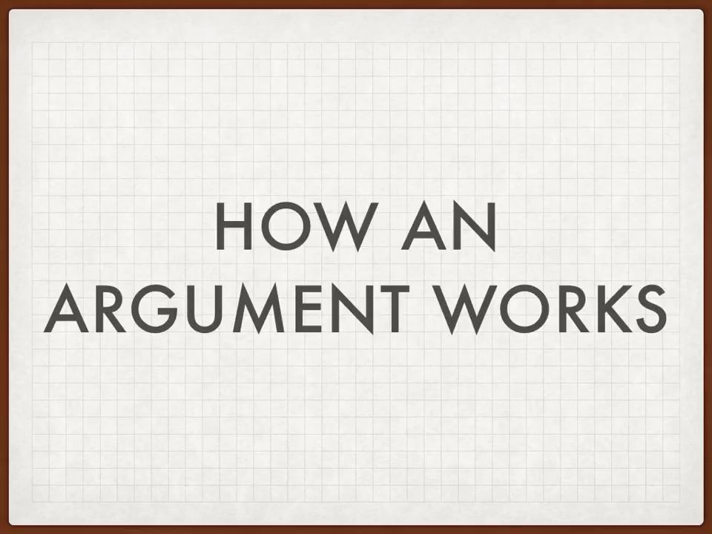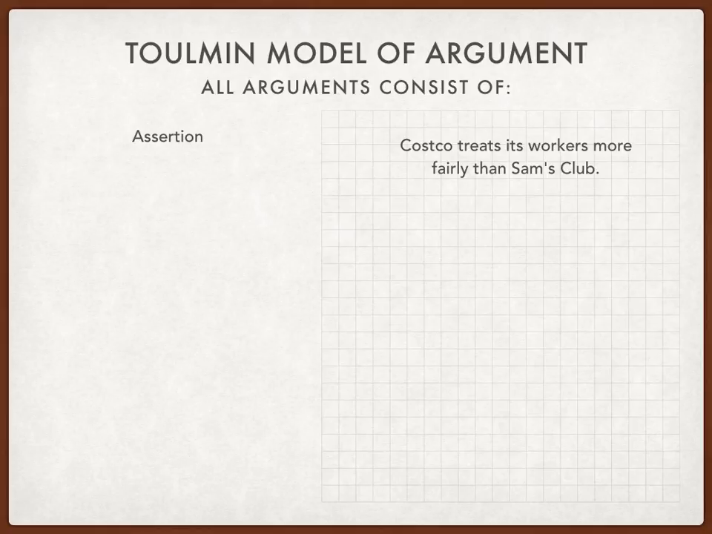Once you have an arguable point, you need to consider how an argument works. One of the most popular models of argument is the Toulmin Model, developed by Stephen Toulmin. Toulmin explained that all arguments consist of 5 parts. The first part being the assertion. For instance, Costco treats its workers more fairly than Sam's Club.